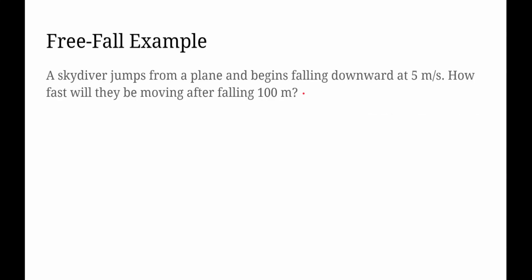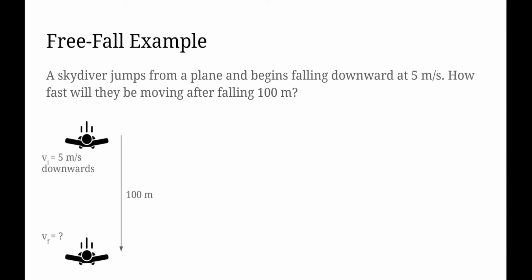So here's what a free fall example would look like. We say a skydiver is jumping from a plane and they begin falling downwards at 5 meters per second. How fast are they moving after falling 100 meters? So as always, we want to start with a diagram. So here's my diagram. We have the skydiver. They're starting at 5 meters per second falling downwards, 100 meters downwards. They are then going some unknown velocity that I'm trying to find.